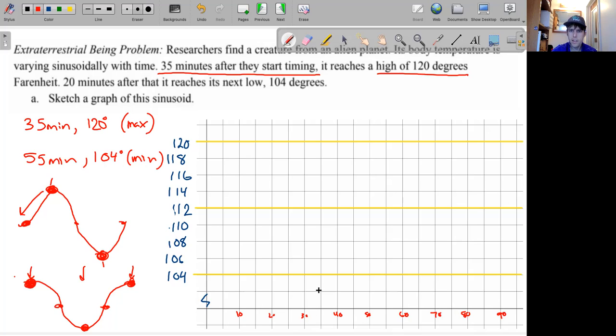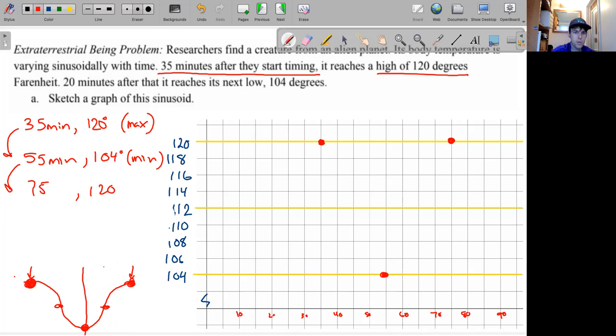Okay, so we have 35, maximum of 120. Again, we're using a cosine graph, so we're plotting that one right there. Now we'll plot that minimum. At 55 minutes, we were at a minimum of 104. This is half my cycle, because that's where the cosine curve is cut in half. So that is 20 minutes. The difference between this maximum and this minimum is half my cycle, so the other half is just going to be another 20 minutes. So it'll be at 75, and I'll be back up at 120, which is our max again.